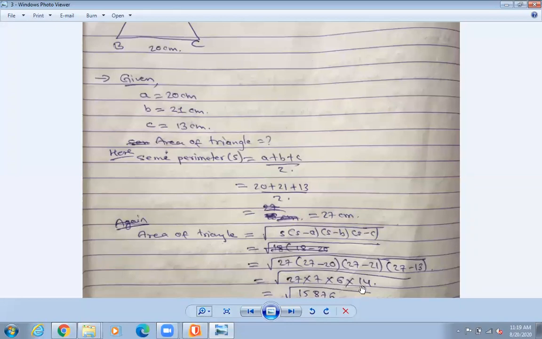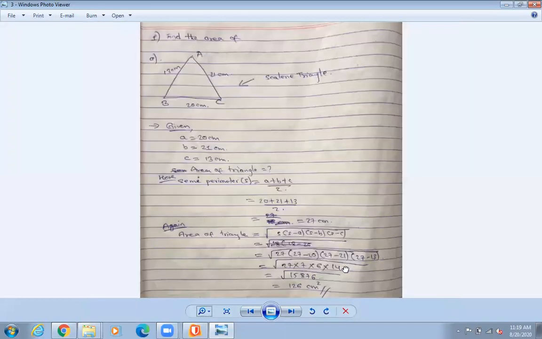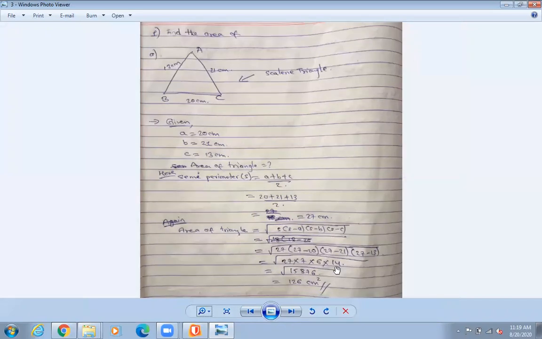So let us multiply this number. When you multiply, it is going to be equal to 15876. Okay, so when you multiply it, you are going to get this. Then when you find the square root of this number, you are going to get 126 square centimeter. So this is going to be your answer.